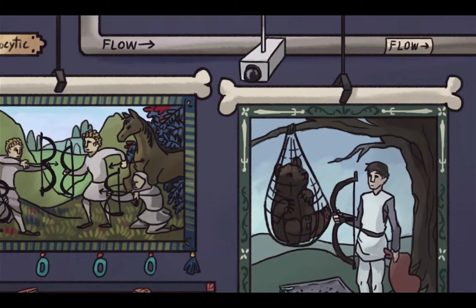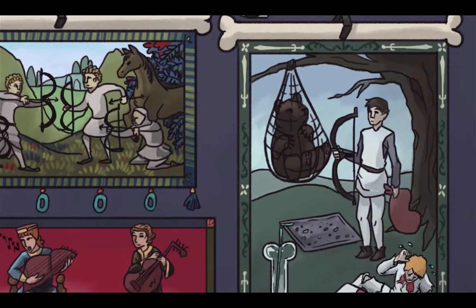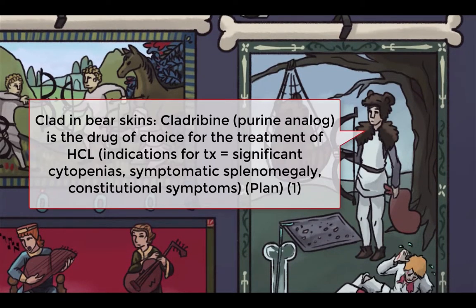Many patients with hairy cell leukemia are asymptomatic and can be observed for months and occasionally years after the diagnosis is established before requiring treatment. Indications for treatment include significant cytopenias, symptomatic splenomegaly, or constitutional symptoms. The therapy of choice involves the purine analog cladribine.